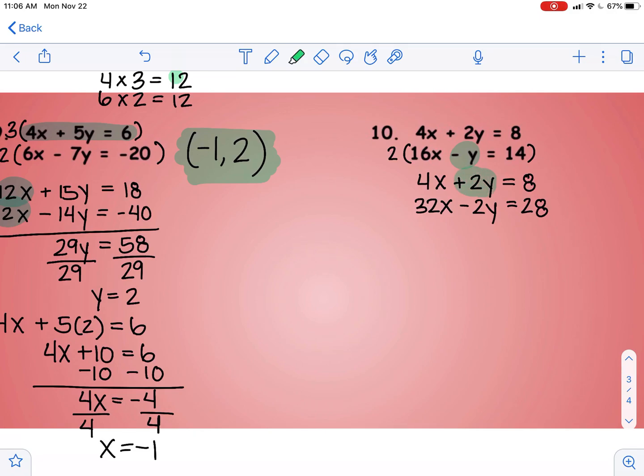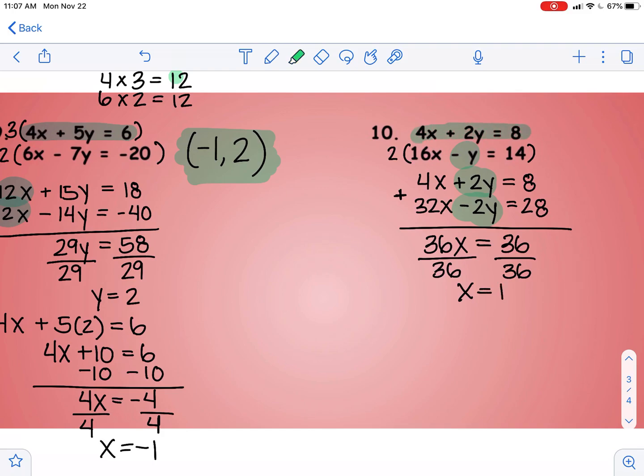And since I have positive 2y and negative 2y, and they are opposites, I am able to add those together. So I'm going to get 36x is equal to 36. And then I'm going to divide on both sides, which will give me x is equal to 1. And then I'm going to come up here to this top equation, and I'm going to go ahead and plug 1 in for x. So 4 times 1 plus 2y is equal to 8.